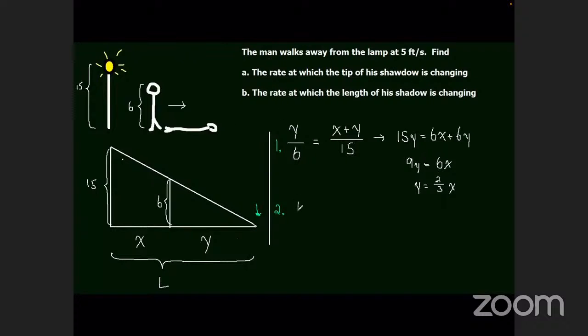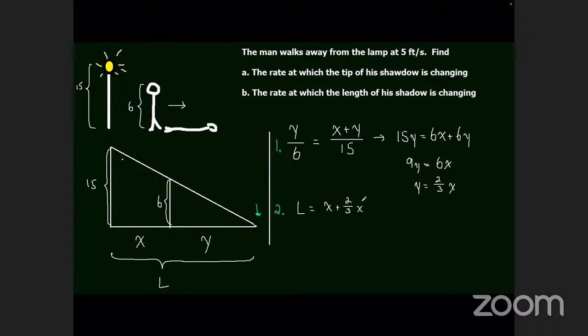So L. Now we have an equation that relates L and X. And that's what we want because we know dx/dt. We're trying to find dL/dt. So L equals X plus Y, which is just X plus 2/3 X.